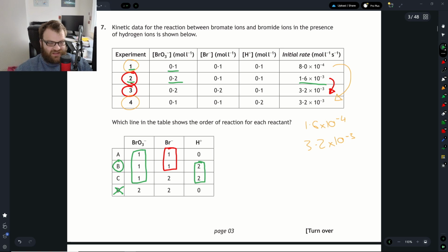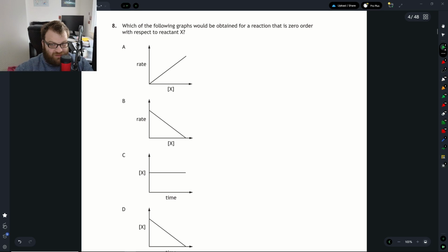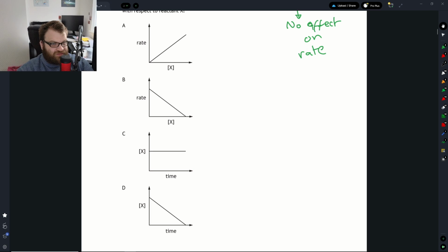You're looking at how the concentration of the reactant affects the rate. Moving on to number 8. If we have a 0 order reaction, this means that the concentration of that chemical has no effect on rate. To answer this question, we need to check what each axis is representing in our graphs. Our top 2 are to do with rate and concentration. 0 order will have no effect on the rate. That would have given us a graph that's just a straight line across. That means that A and B are incorrect.